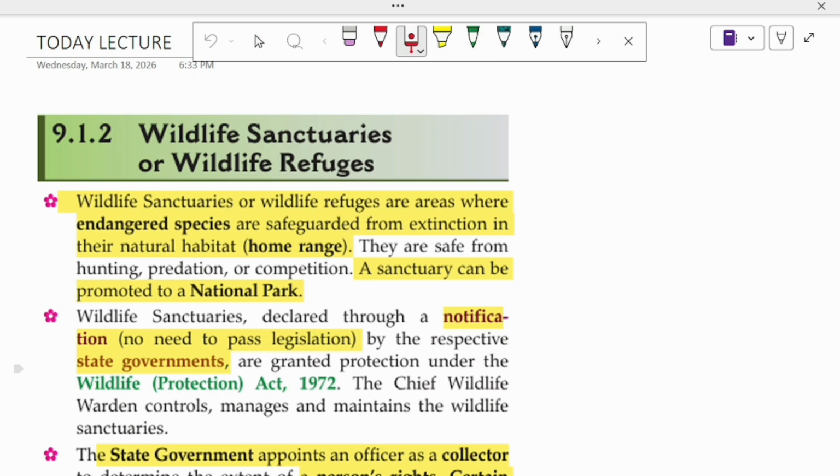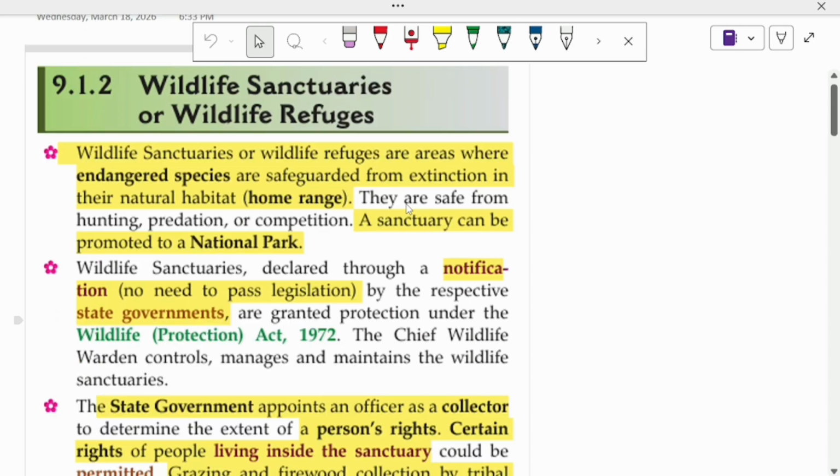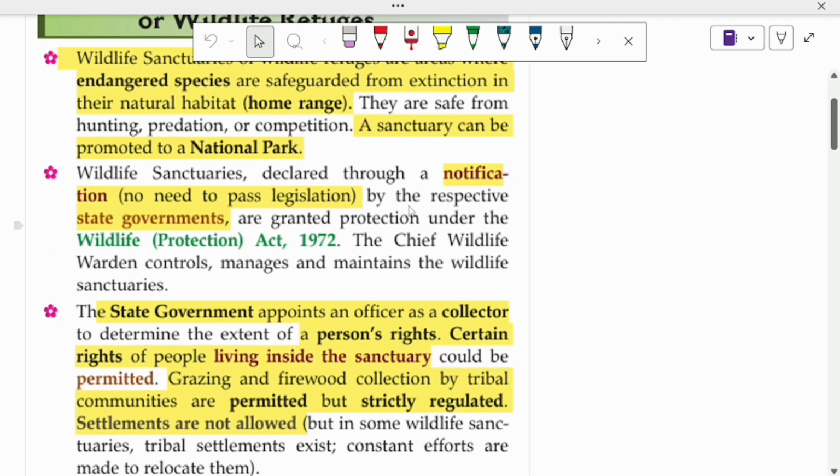A wildlife sanctuary is a wildlife refuge, an area where endangered species are safeguarded from extinction in their natural habitat. They are safe from hunting, predation, and competition. A sanctuary can be promoted to a national park. A wildlife sanctuary is declared through a notification by the respective state government. No need to pass legislation.